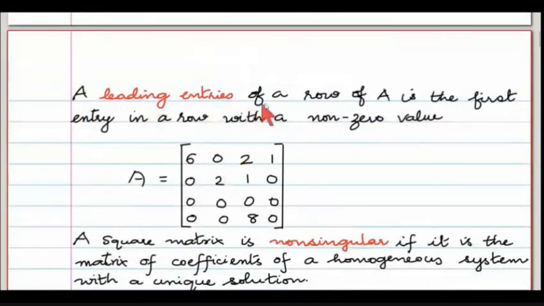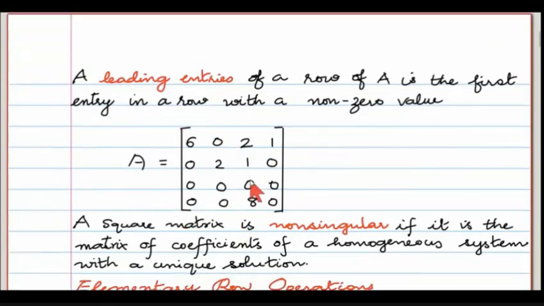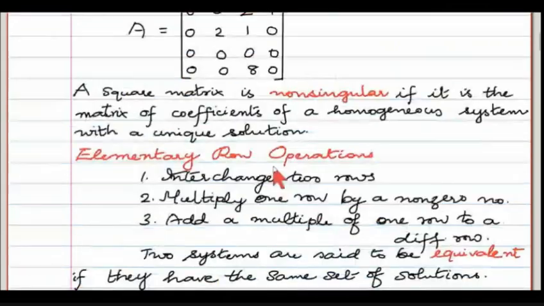Next definition. The leading entry of a row of A is the first entry in a row with a non-zero value. So consider this example. We need to find the leading entries. In the first row, the first non-zero term is 6. Then we have this 2. Then here we don't have any leading entry. Here we have 8. There is no leading entry in a row of all zeros. A square matrix is non-singular if it is the matrix of coefficients of a homogeneous equation with a unique solution.